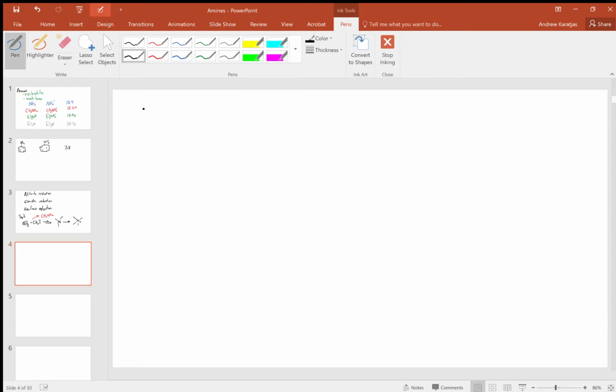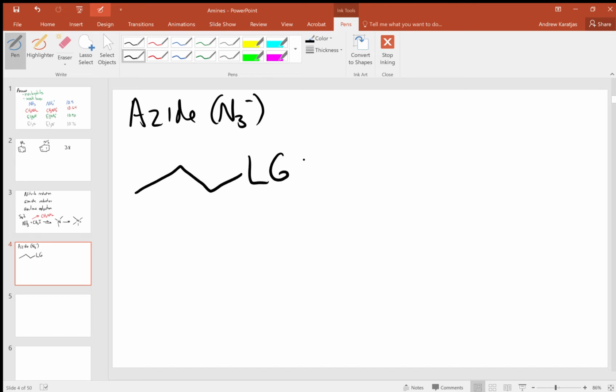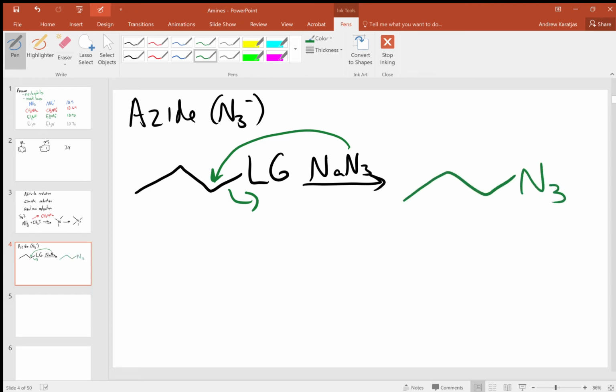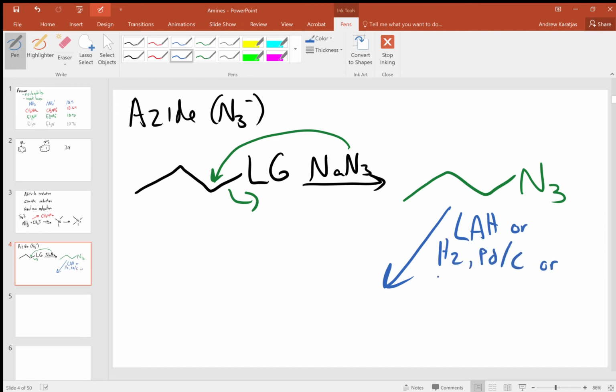One of the common methods is to use what's known as an azide. An azide, or N3-, can also function as a nucleophile. And so if you add sodium azide to a compound with a good leaving group, you get a very familiar at this point SN2 reaction. And then under a large variety of conditions, you can use LAH, you can use hydrogenation, or you can use a trialkyl phosphine. You can convert that azide into a primary amine.